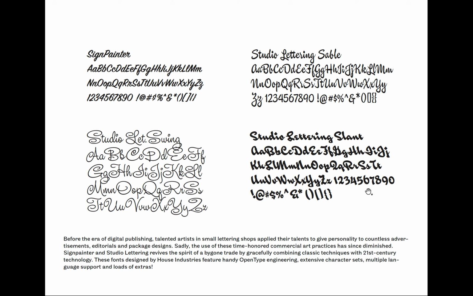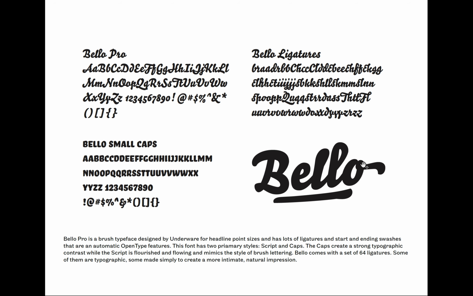The last one is Studio Lettering Slant, and it's obviously a translation model, and we can see that coming through here. The last page that I'm going to show you is Bello Pro, which comes from the type foundry called Underware, U-N-D-E-R-W-A-R-E. Bello Pro is a brush script typeface designed by Underware, and we can start to see that brush face evidence in it.